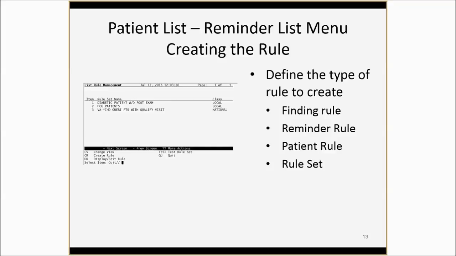Is it a patient rule? You're going to copy patients from one patient list to this patient list. Or is it a rule set? So are you going to copy multiple rule sets that you already have in place and create another rule?